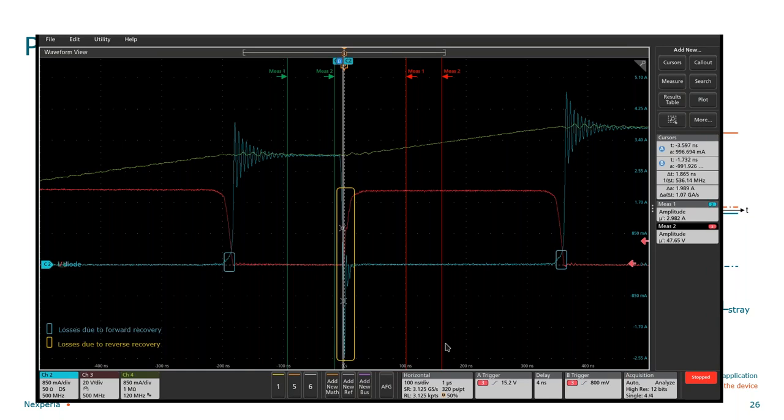I marked them here. The blue rectangles indicate where we have losses due to forward recovery, and the yellow one where we have losses due to reverse recovery. And what we can see here is that the loss due to forward recovery is small compared to reverse recovery, which is why we only focus on reverse recovery.